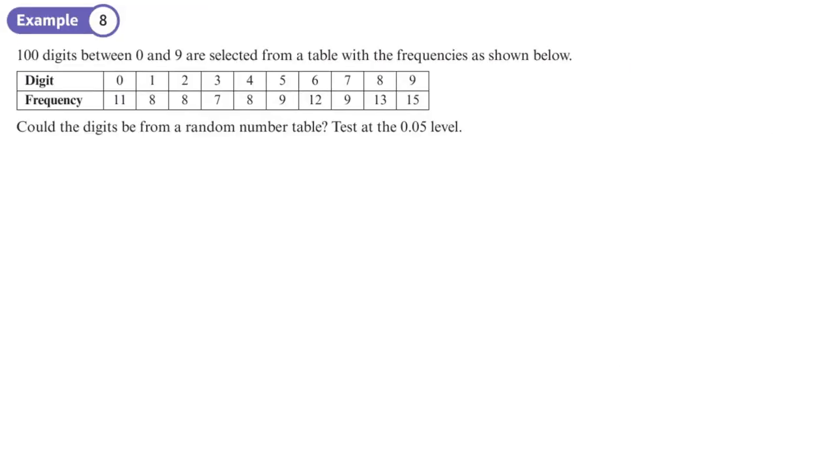Right, so you've got 100 digits between 0 and 9 selected from a table, with frequencies as shown. Could the digits be from a random number table? Test at 5% significance level.